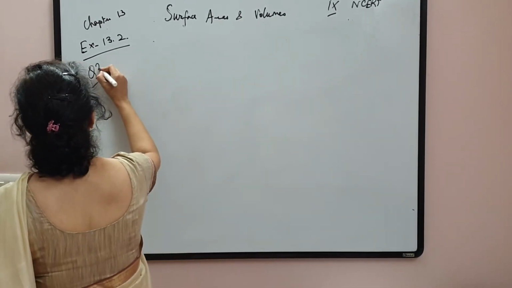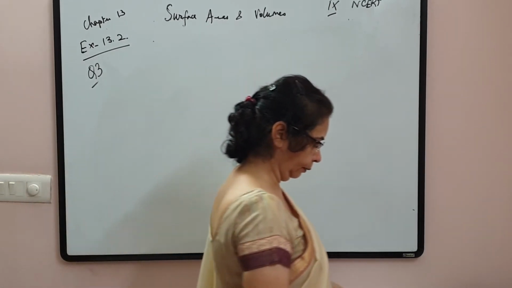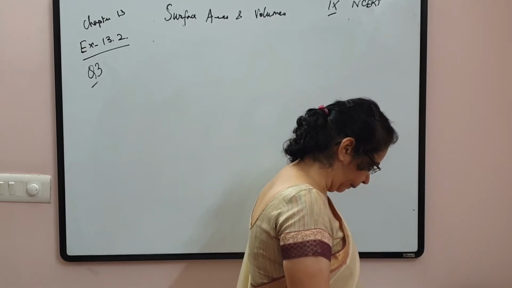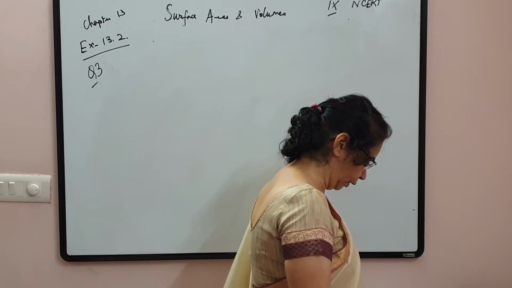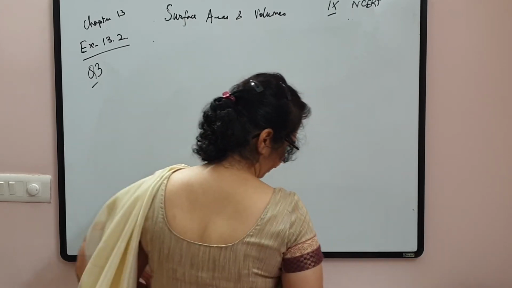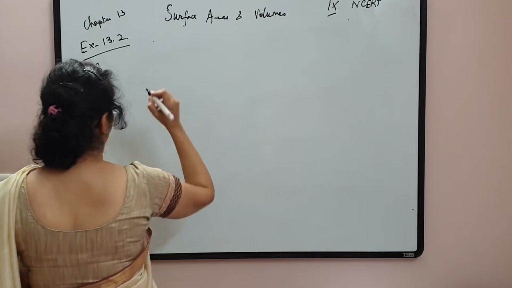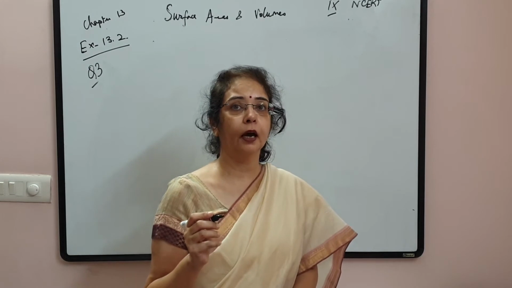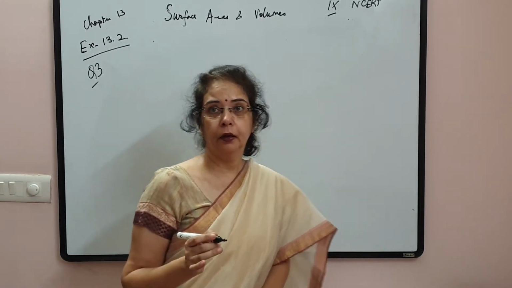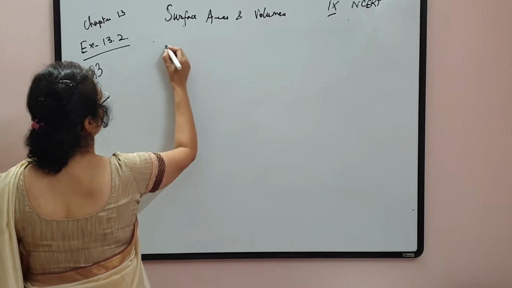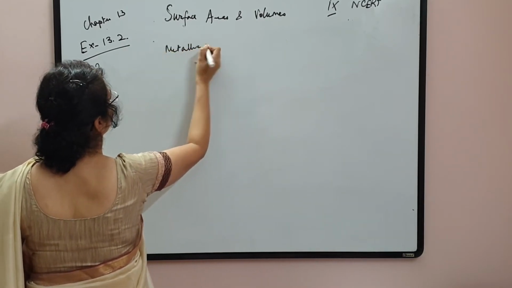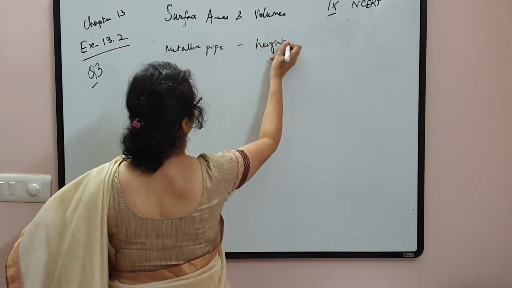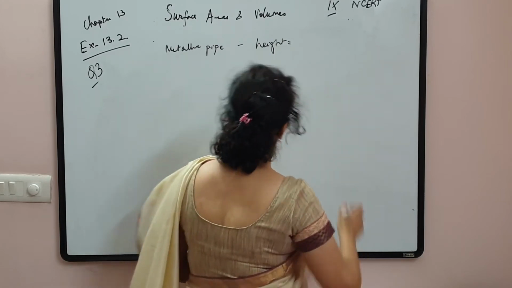Alright. Now let us go on to question number 3. What does question number 3 read? It says that there is a metal pipe which is 77 centimeters long. A metal pipe which is 77 centimeters long means, children, this is the height of the pipe. So there is a metallic pipe whose height is 77 centimeters.